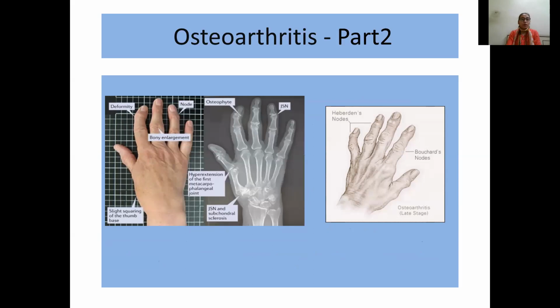You can see there is a bony enlargement. These are the bony enlargements, these are the deformities, and these enlargements. This is the X-ray view of the nodal osteoarthritis. So this is the hyperextension of the first metacarpophalangeal joint. So these are the diagrammatic representations. The distal interphalangeal joints show the enlargement called Heberden's nodes, and the proximal interphalangeal joints show enlargement called Bouchard's nodes.